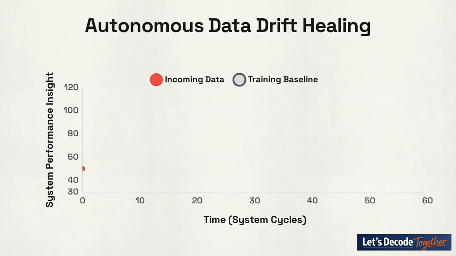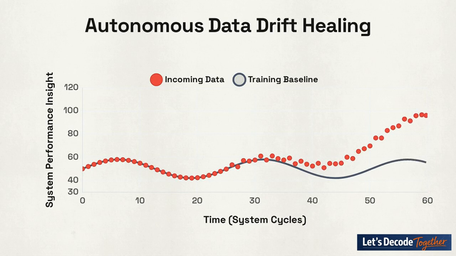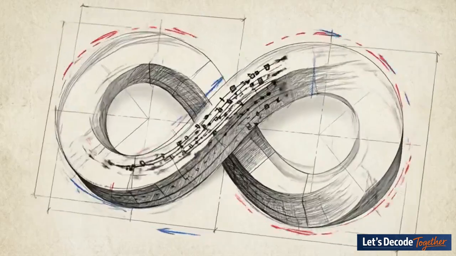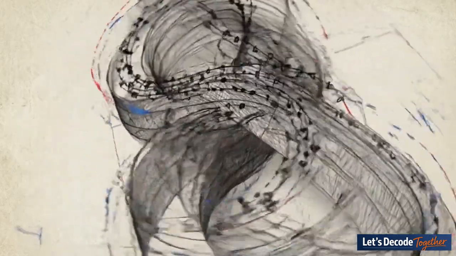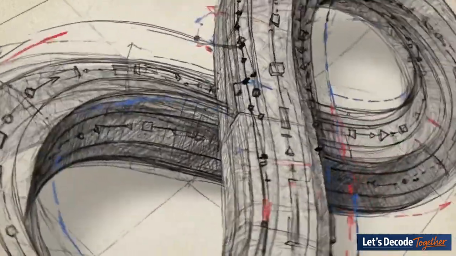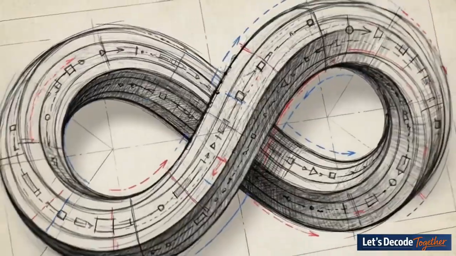This line graph shows the system continuously monitoring for data drift, detecting when incoming data deviates from the training baseline. When performance drops, it responds autonomously, triggering self-healing and retraining loops to restore peak efficiency without human intervention. The AI-native lifecycle never truly ends. It is a permanent, self-optimizing loop governed by dynamic data, not static code.